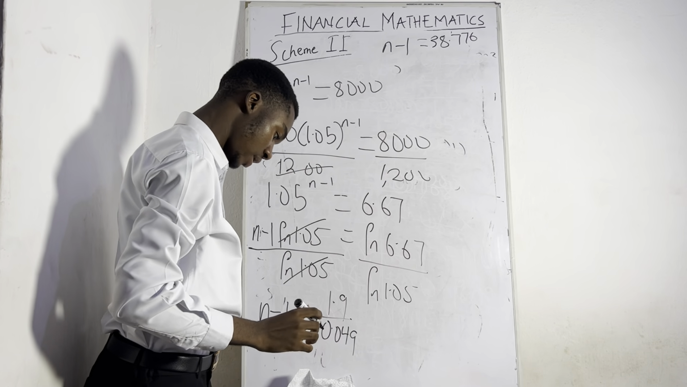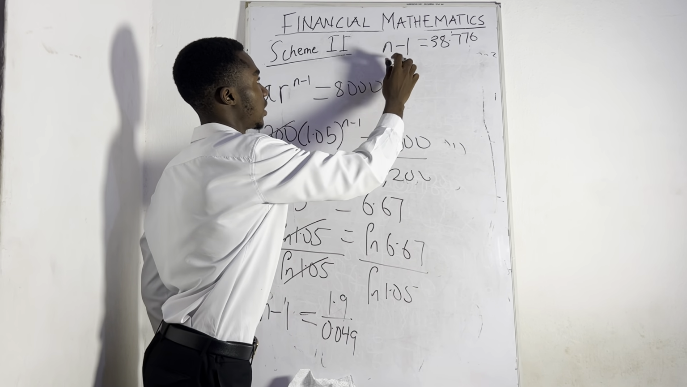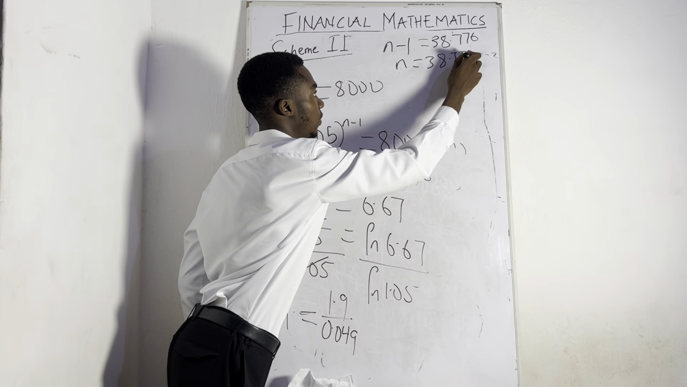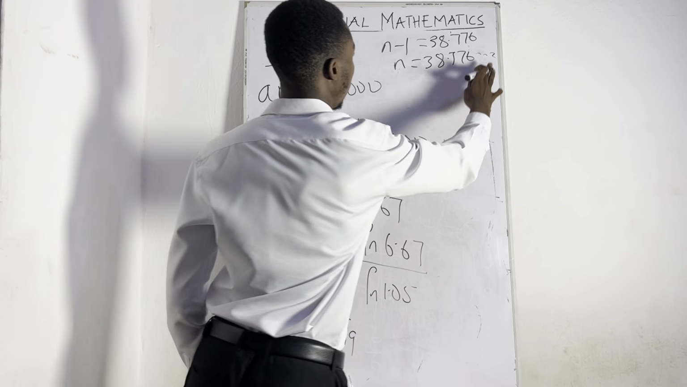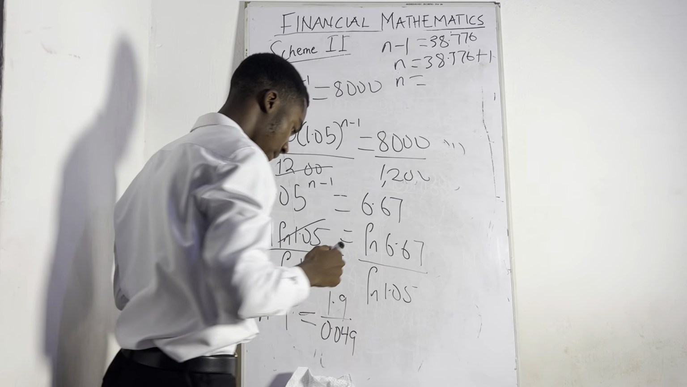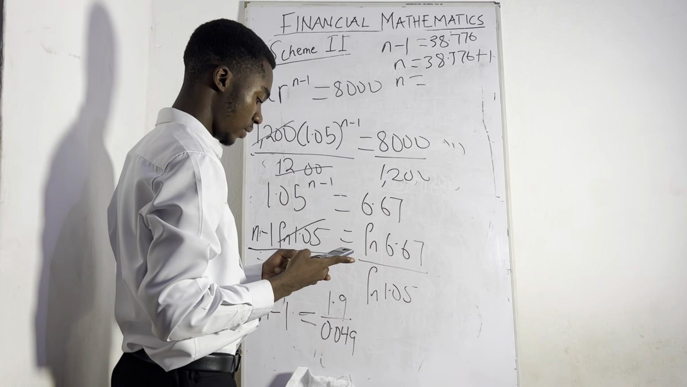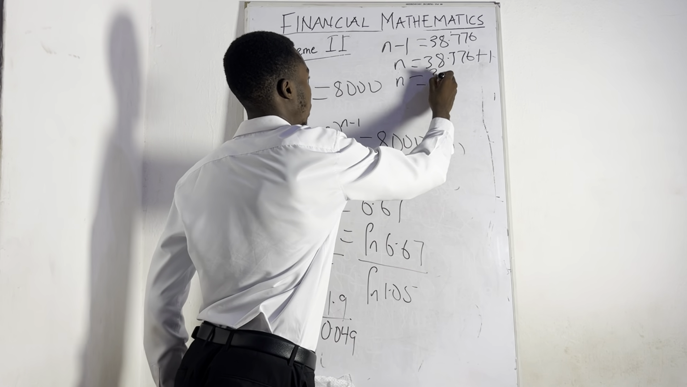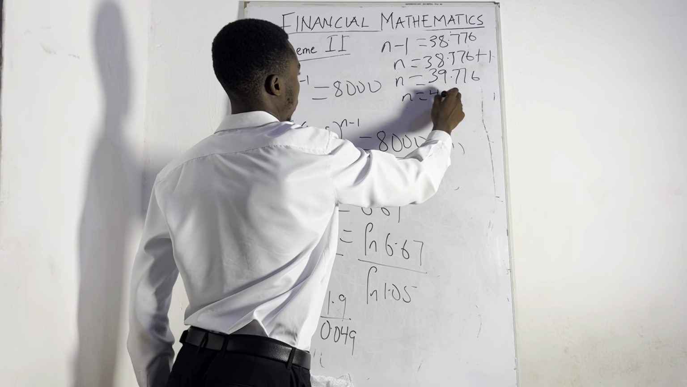38.776. When you round it, you can get 776. So now we want to make n the subject. So n is equal to 38.776. Then the negative 1 here will cross the equal sign to become positive, so plus 1. So finally our n is 38.776 plus 1. So you are getting 39.776. So approximately 40, because it's almost 40.